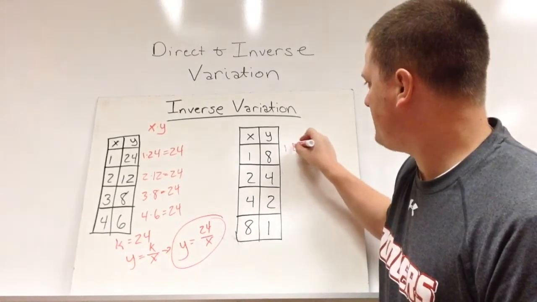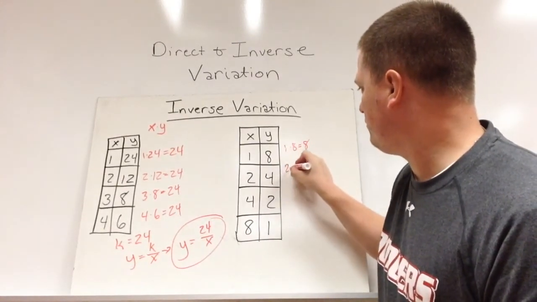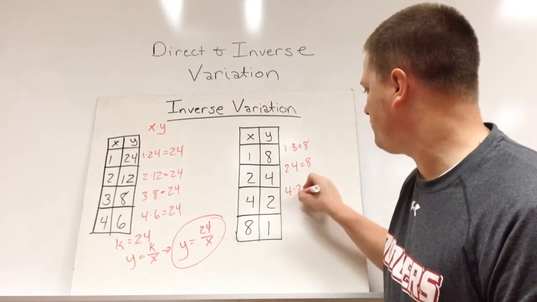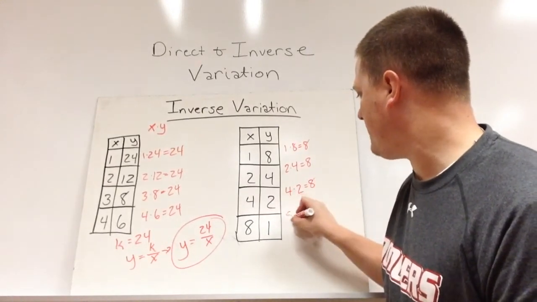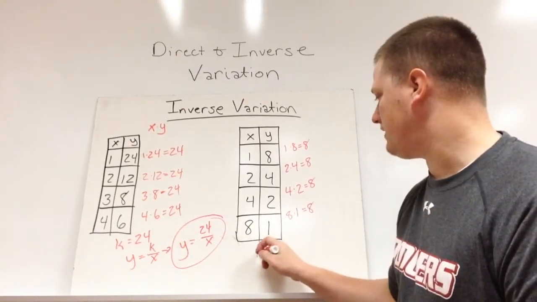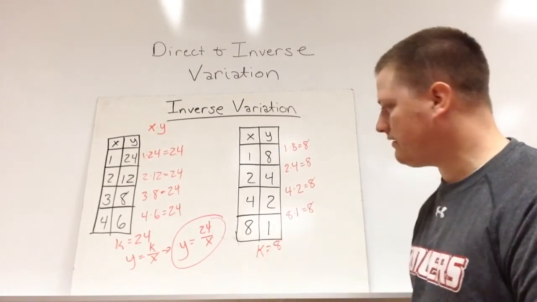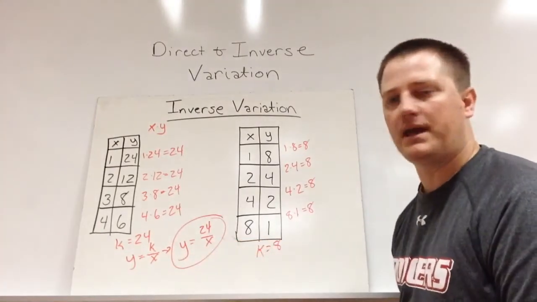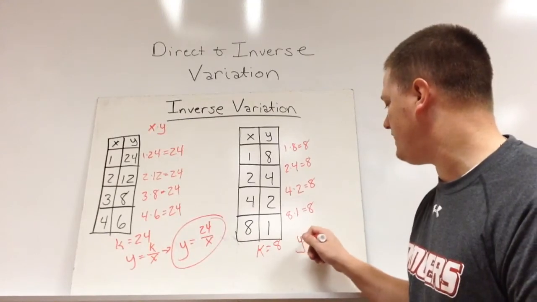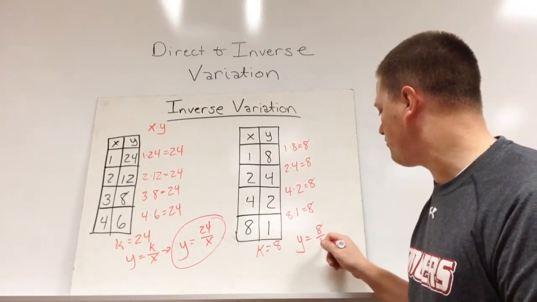So 1 times 8 is 8. 2 times 4 is 8. 4 times 2 is 8. And 8 times 1 is 8. So here, our constant appears to be 8. We're going to use our inverse variation equation, so y equals 8 over x.